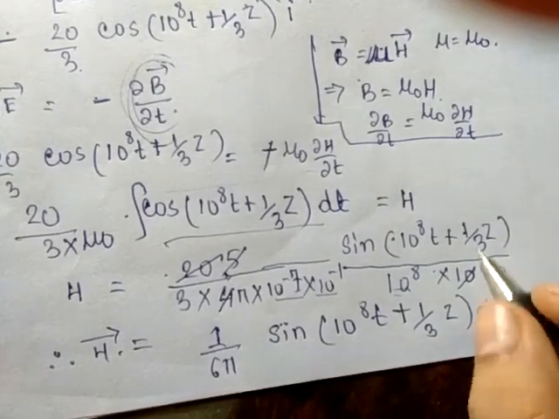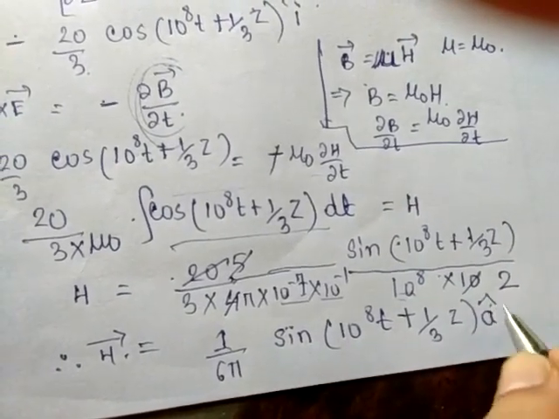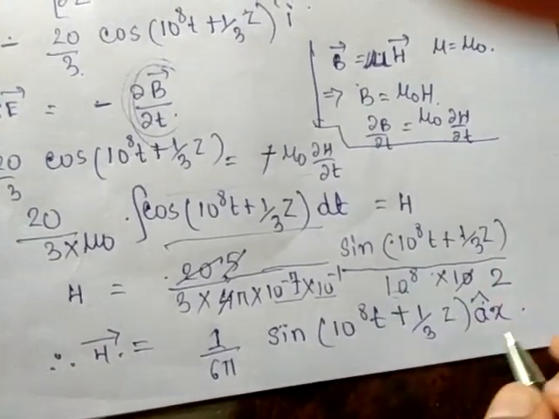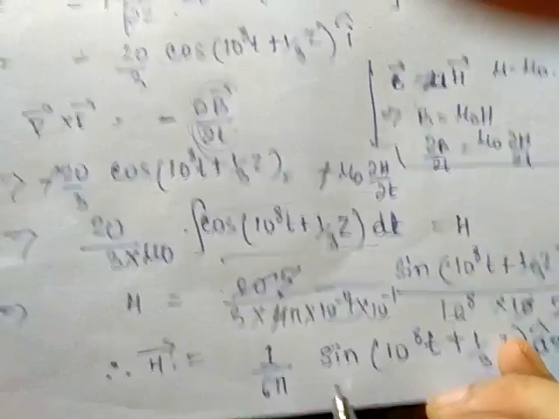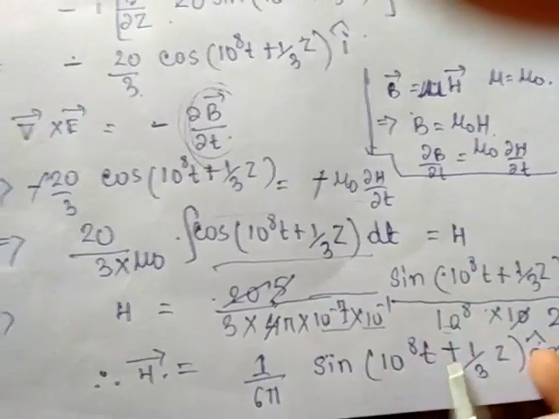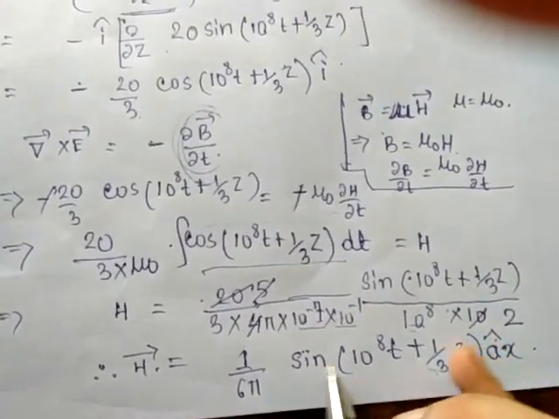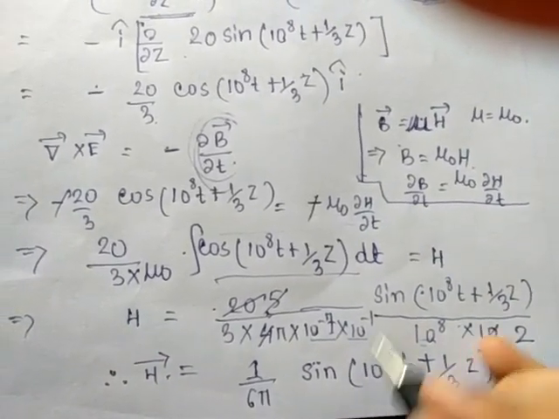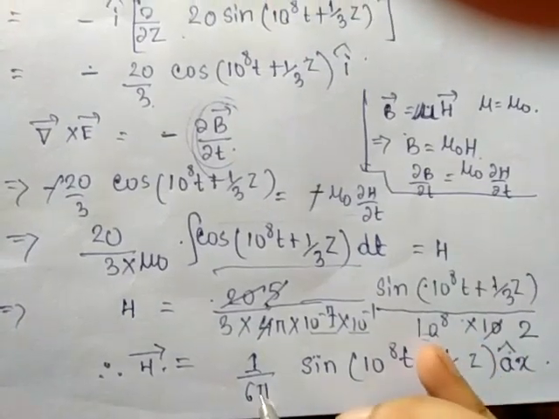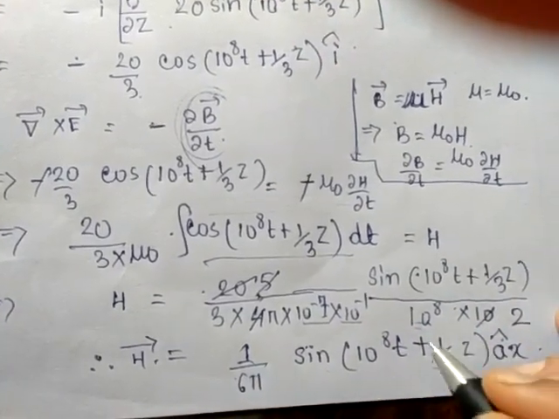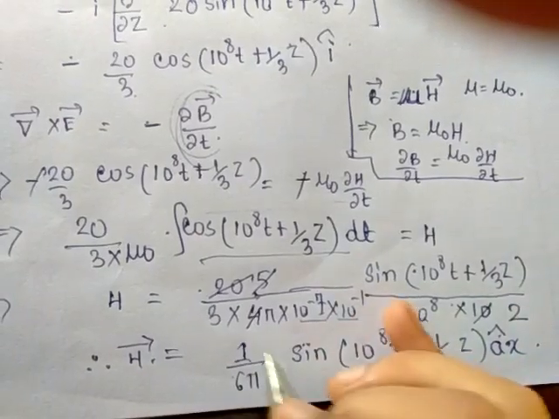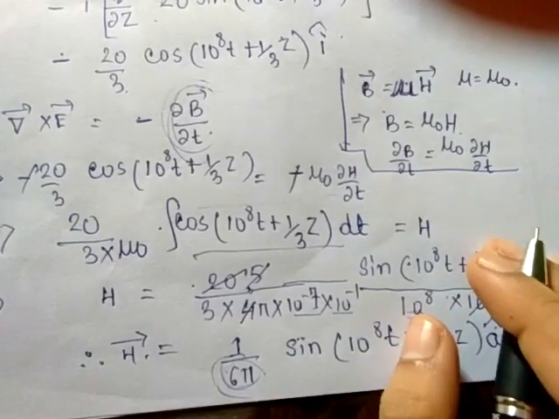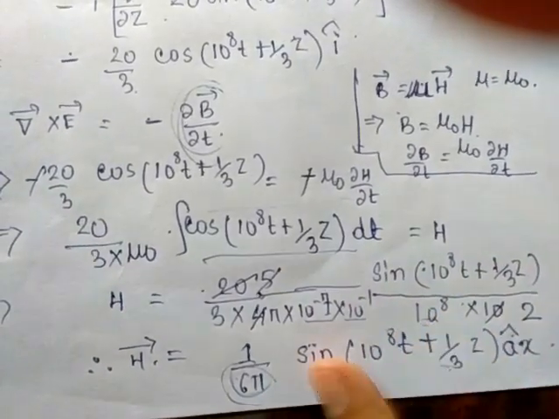So I am writing a cap x, so the vibration will be in the x direction. Now I am going to discuss why I have taken k as 1 by 3, not 2 by 3. If you have solved this taking k equals 2 by 3, then the answer won't match with the options given. Therefore if you have taken k equals 2 by 3, then 6 pi won't come, it will be 1 by 3 pi.